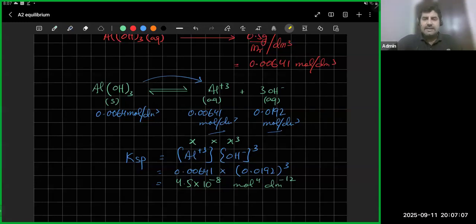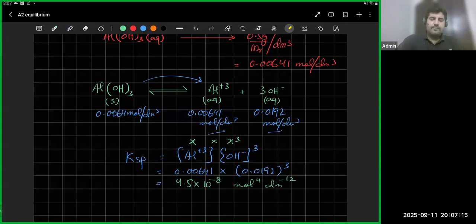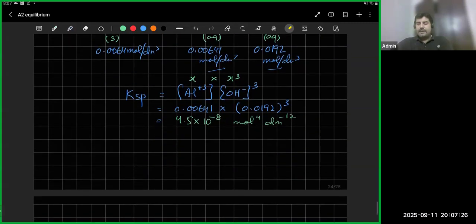Is this part clear? Yes, sir. Okay, so now the next thing is, so that's what KSP is.